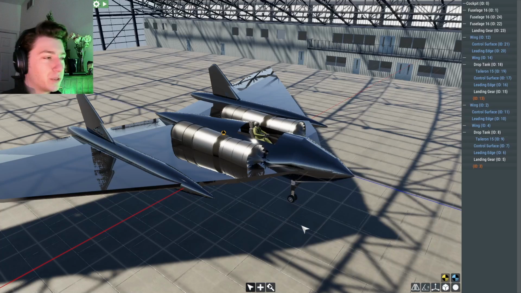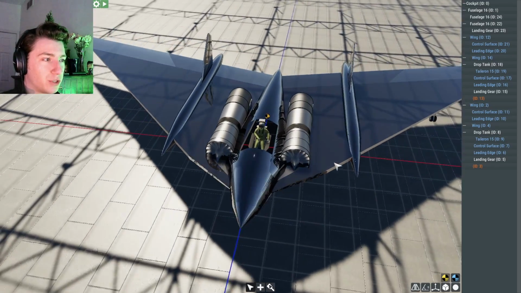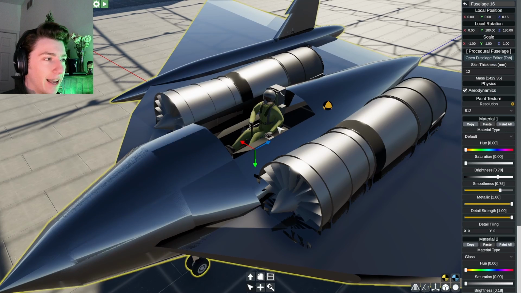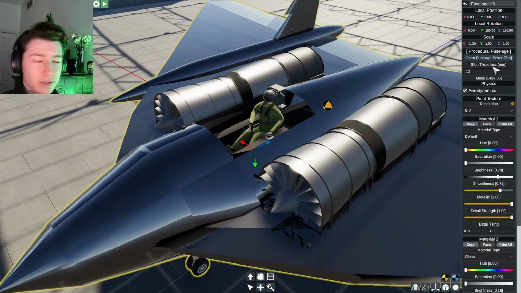Alright, so the first thing we'll discuss is how to actually access the fly-by-wire tab. So what you're going to need to do is click on your little guy here, whose name I always seem to forget, and you'll see it's selected the fuselage for us.